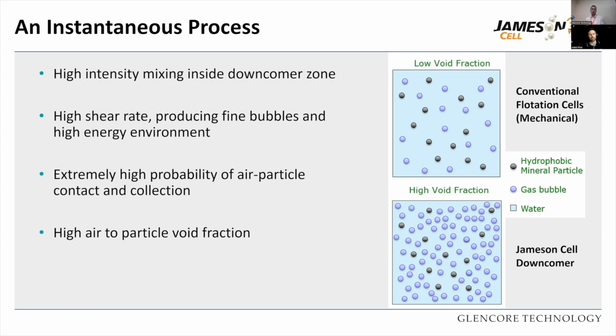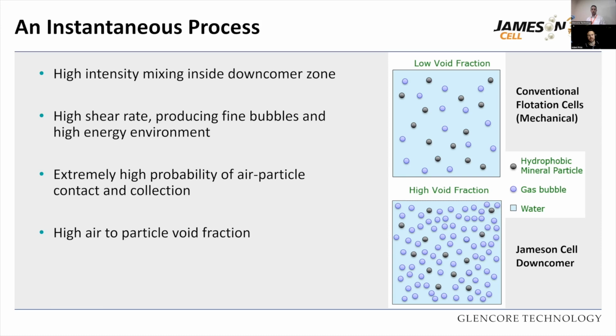And the pictures on probably the right here show an example of what we would mean when we're looking at conventional cells compared to Jameson cells. So with mechanical cells, as I said, there's a lower void fraction area, meaning per area of slurry, there's going to be fewer bubbles within that particular zone. And so particles moving through that area have less probability of actually seeing a bubble as they move through.